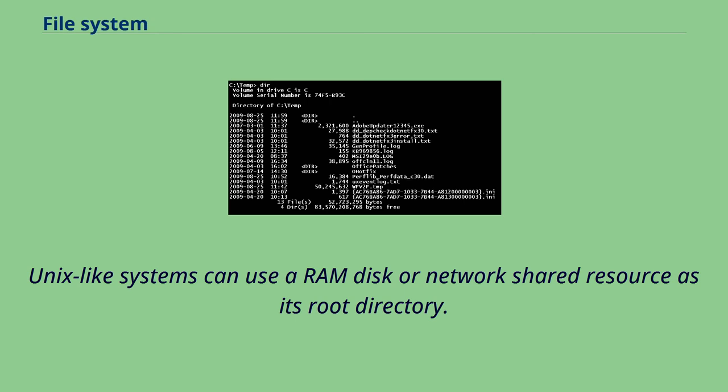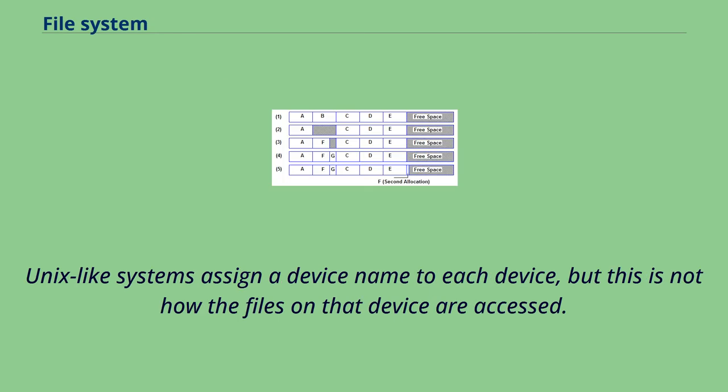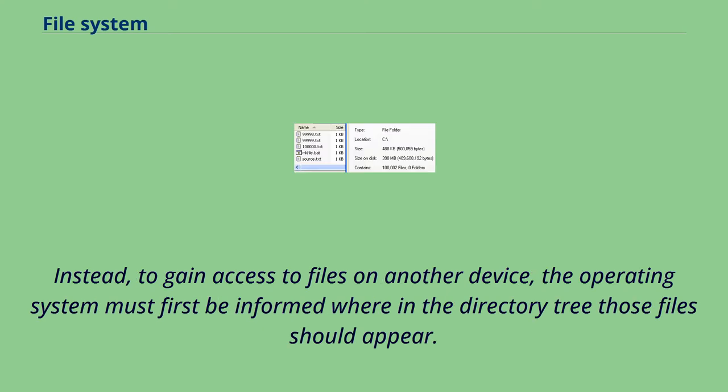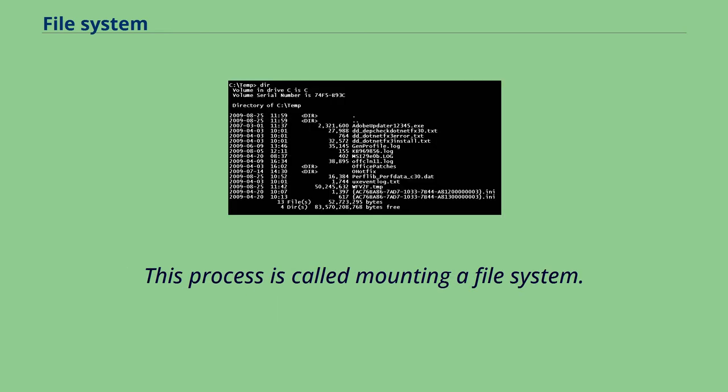Unix-like systems can use a RAM disk or network shared resource as its root directory. Unix-like systems assign a device name to each device, but this is not how the files on that device are accessed. Instead, to gain access to files on another device, the operating system must first be informed where in the directory tree those files should appear. This process is called mounting a file system.